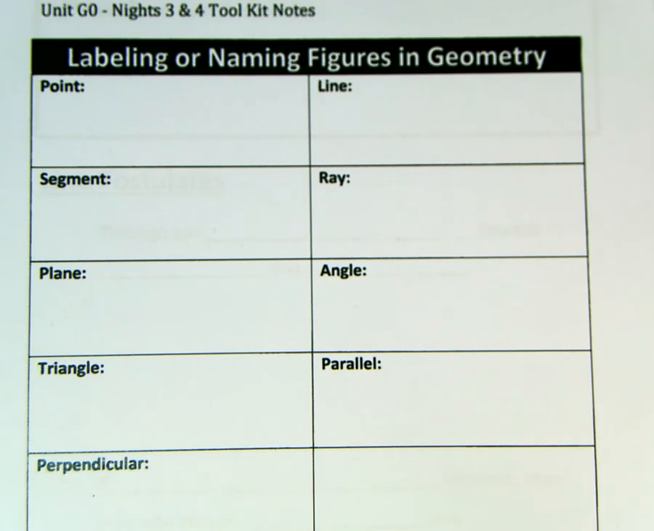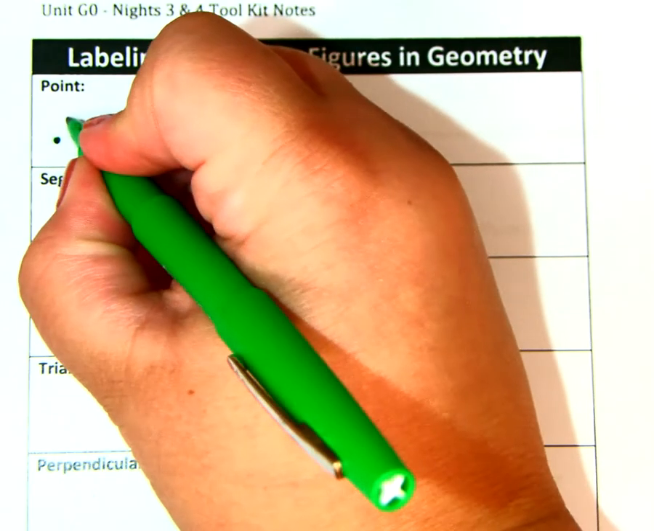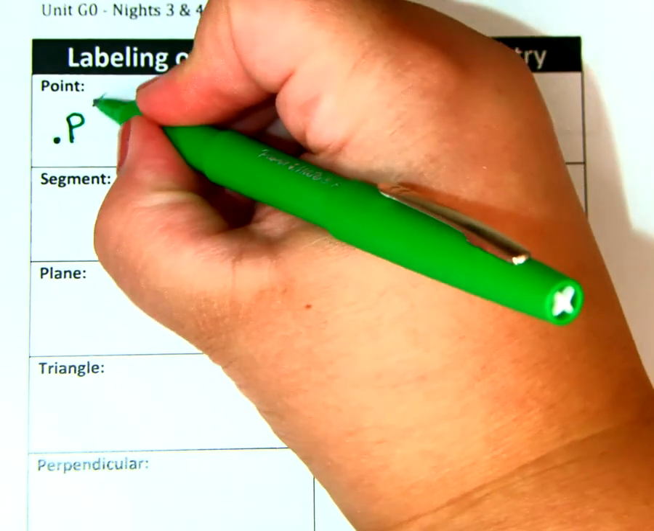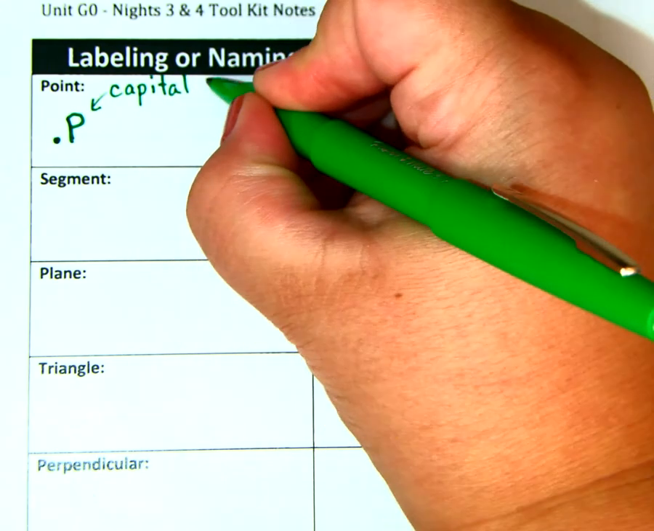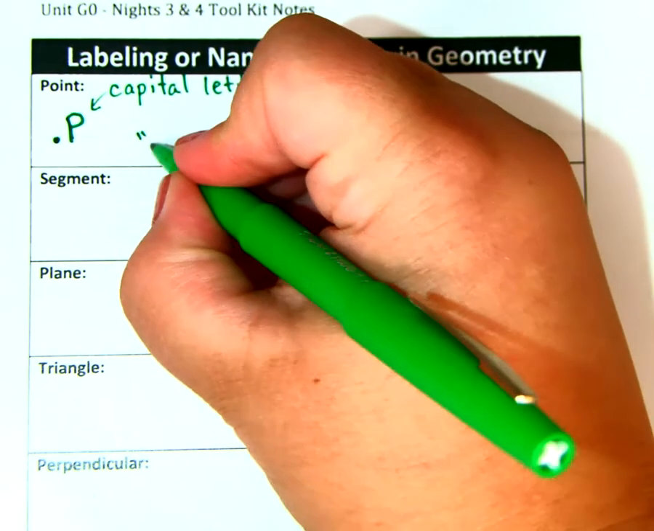So for tonight's video, you're going to be taking notes on the labeling and naming of geometric figures. The first one we have up is point. The point is just a little dot, and we label it with a capital letter. It's always going to be a capital letter. And the way you read it is point.